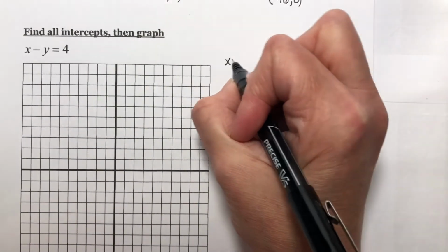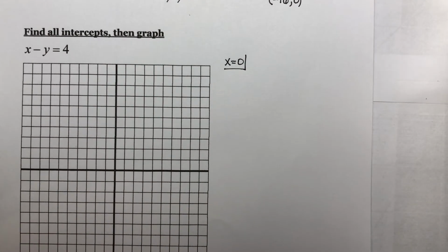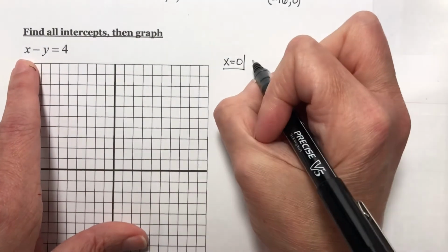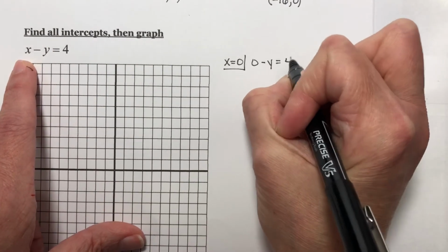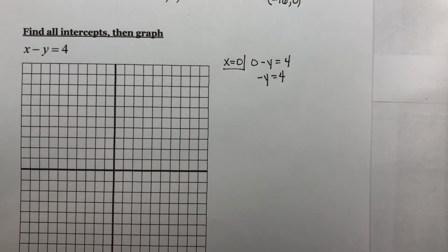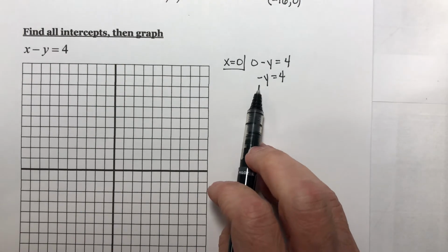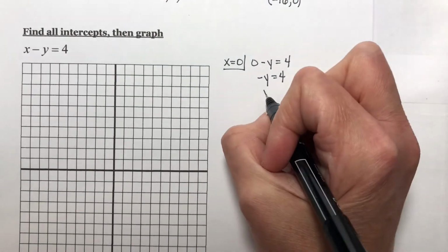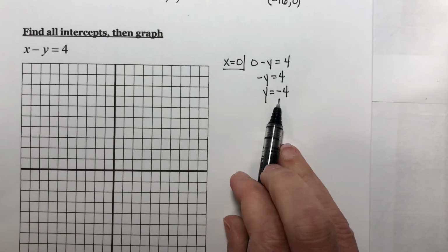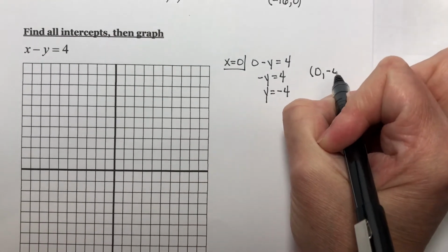So say x is 0. It doesn't matter what order you do them in. You could do y equals 0 first if that's what you really wanted to do. If x is 0, let's plug that in here. 0 minus y is equal to 4, which is negative y equal to 4. If you remember a property from 2.1, when you have a negative variable and you want the positive, all you have to do is change the sign on both sides. You can also think of this as dividing both sides by negative 1. But what I end up with is negative 4. So I have the point (0, -4).